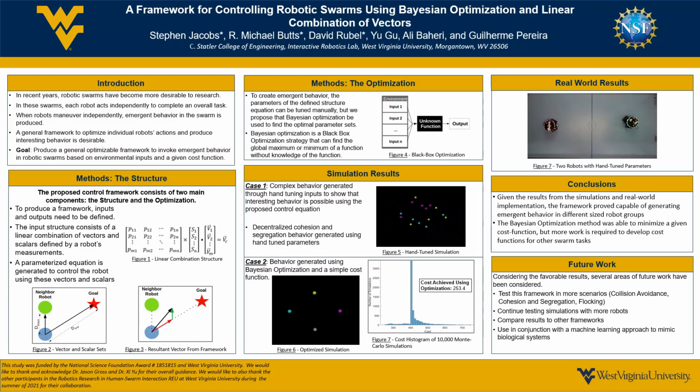Given these positive results, several areas are being considered for future work, such as applying this framework to other swarm tasks, using it to control larger numbers of physical robots, and possibly combining it with a machine learning approach to mimic biological swarms.